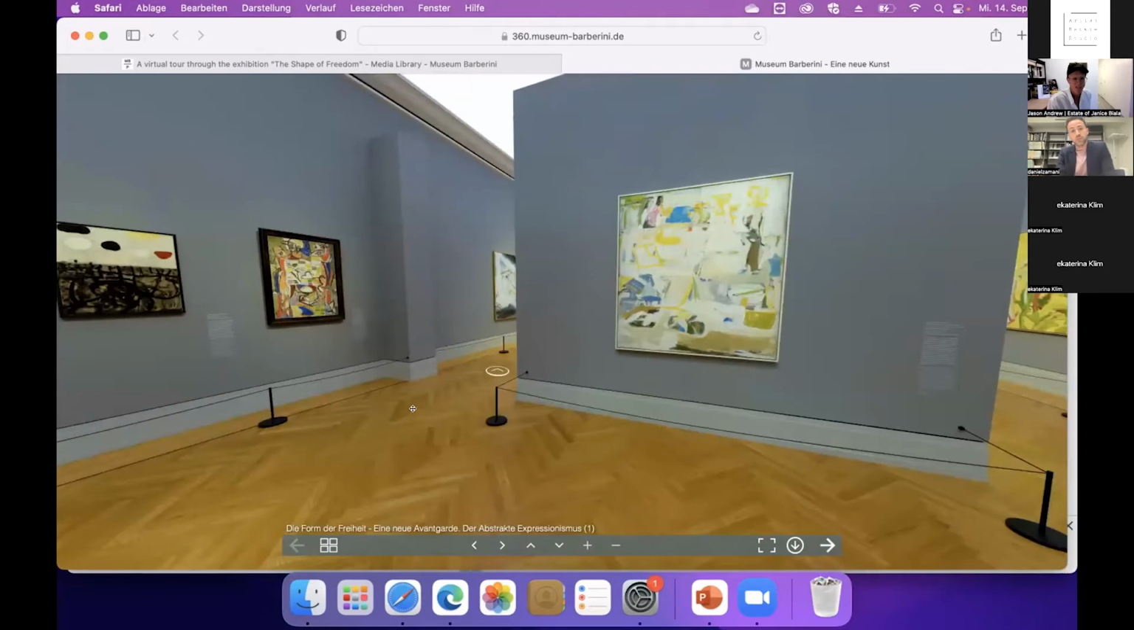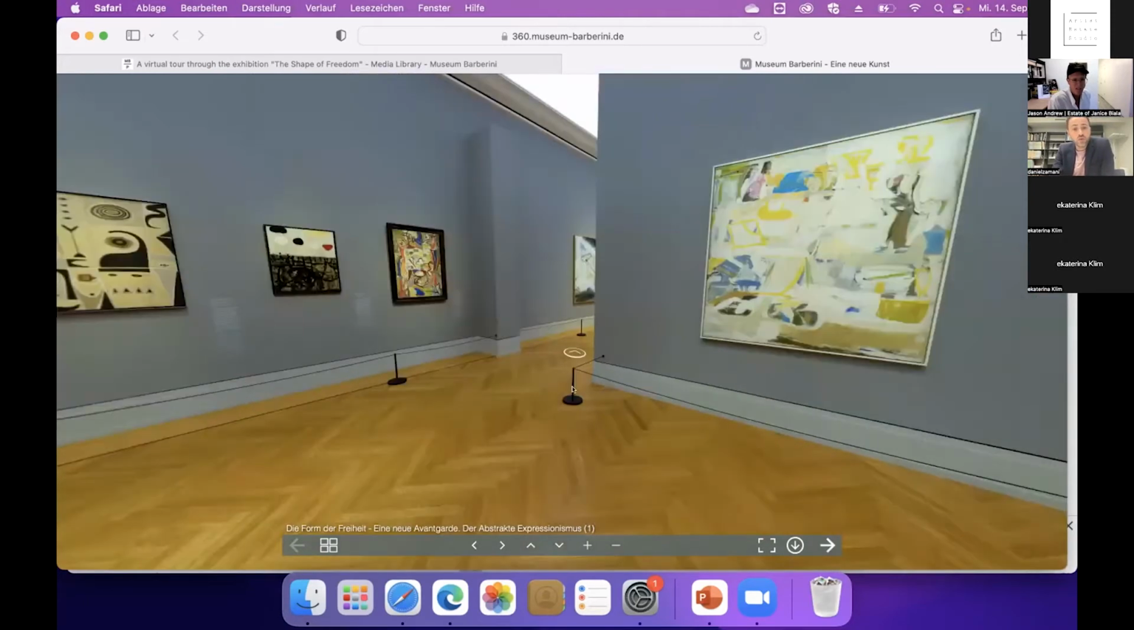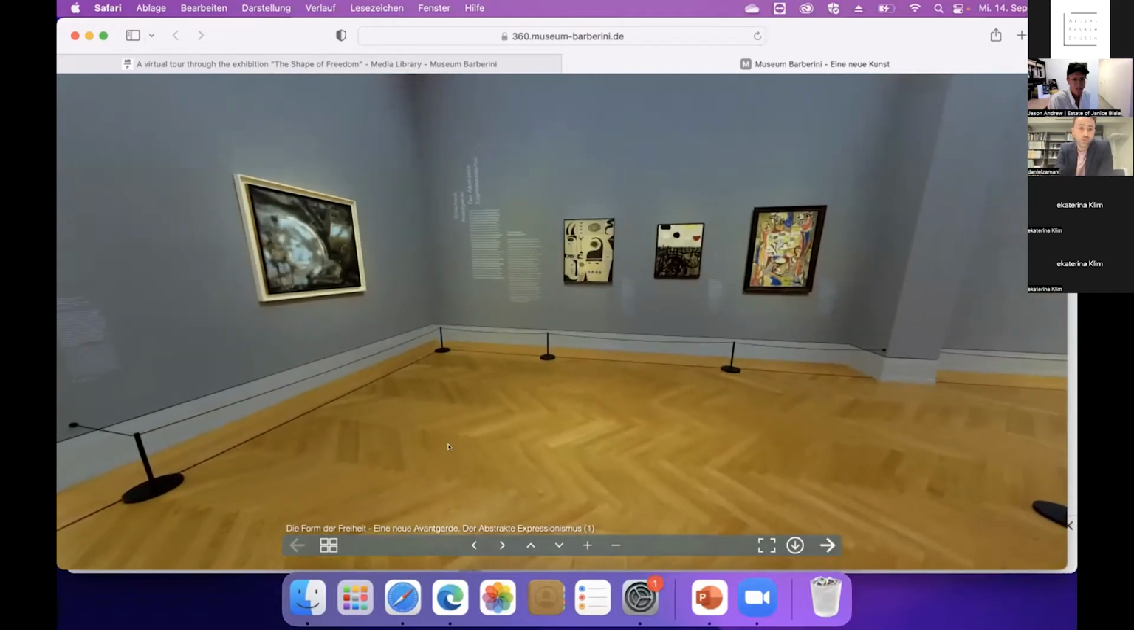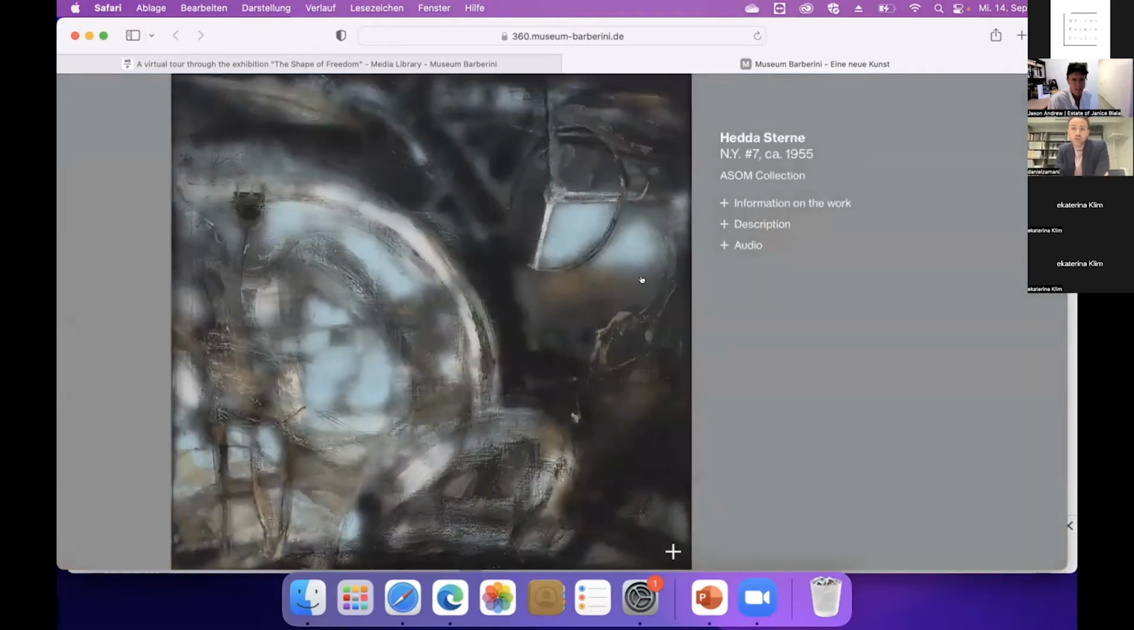And we've decided to put Biala's painting here in the first room in a dialogue with, I think, also one of the most important loans to the show. It's one of the many works that the ASOM collection, directed by Ekaterina Klim, has very generously decided to support us with. So the first painting here, as we enter and turn to the left, is Hedda Sterne's New York number 7.